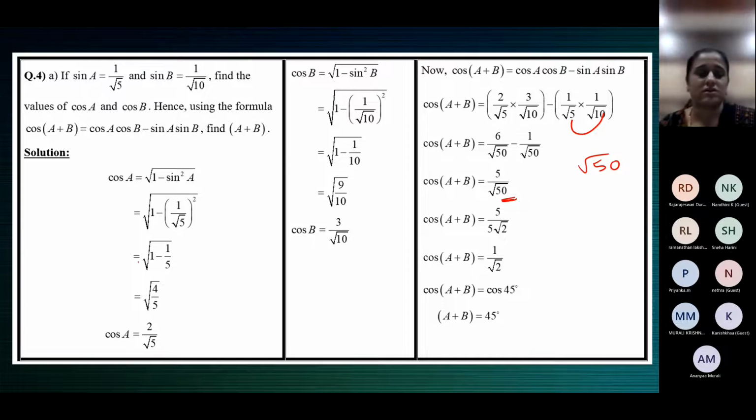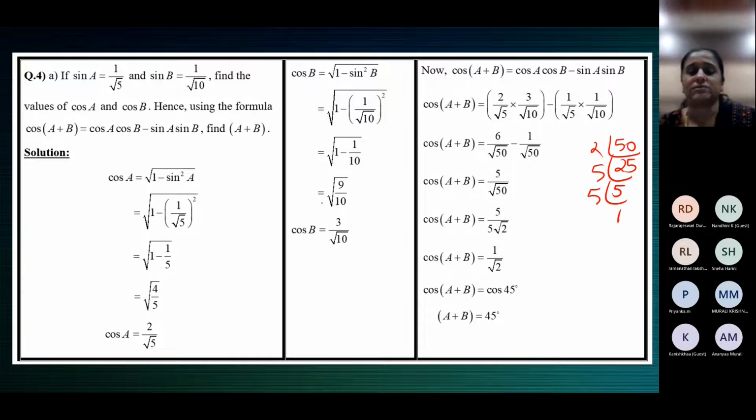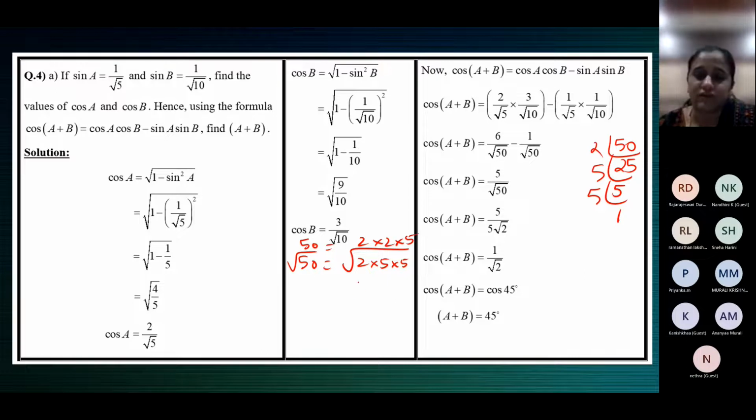You can write it as a mixed surd. How? 50 is equal to 2 into 5 into 5. So root 50 is equal to root of 2 into 5 into 5. So from 2 fives, 1 five comes out. 5 root 2. So root 50 is equal to 5 root 2.